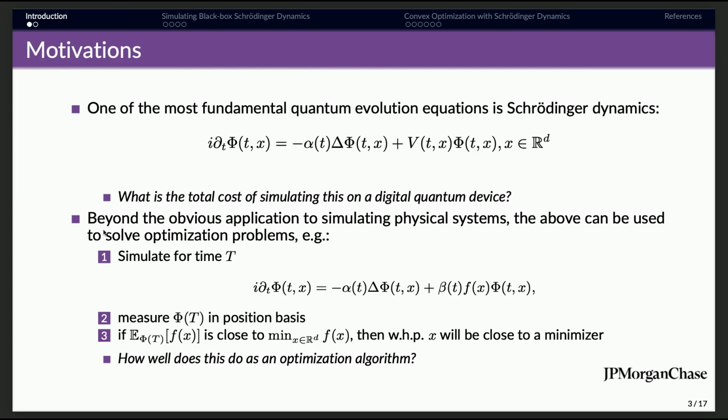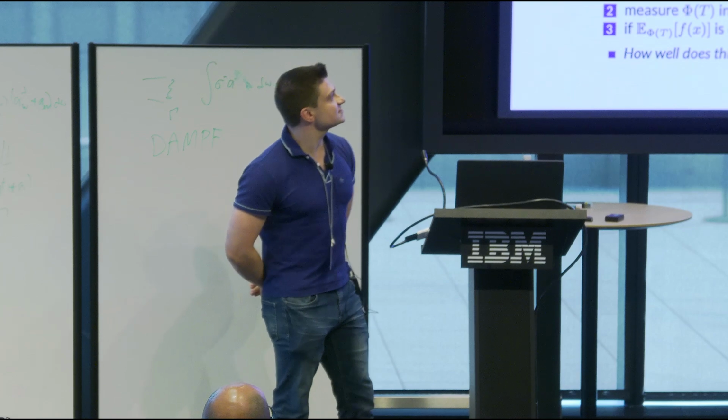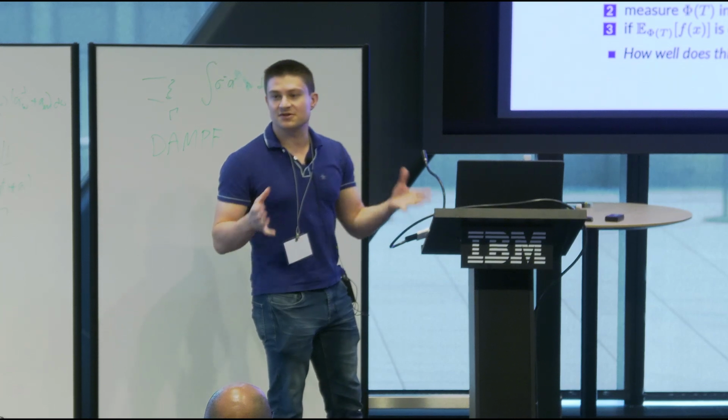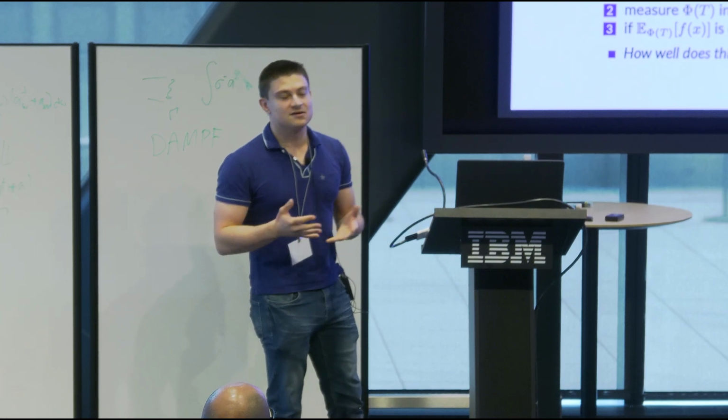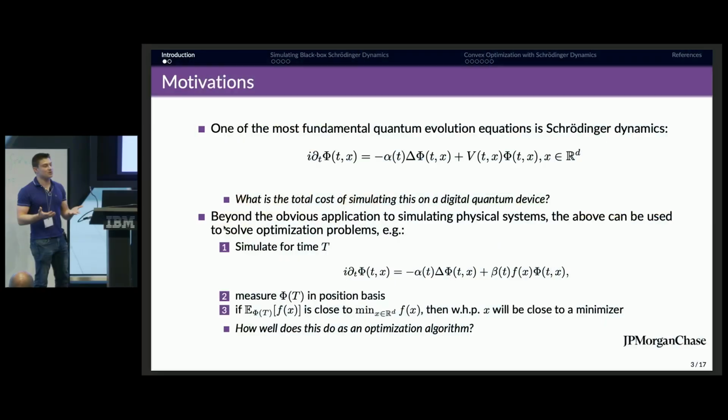Given the many physicists in the audience, probably one of the most fundamental equations in quantum physics is, of course, the Schrodinger equation, the one that involves a momentum plus a potential type term. One of the things we wanted to study was the cost of simulating this equation on a digital quantum device, where x is over the real numbers and d, the number of spatial dimensions of the system, is allowed to vary. We want to understand how we can simulate this on a digital quantum device.